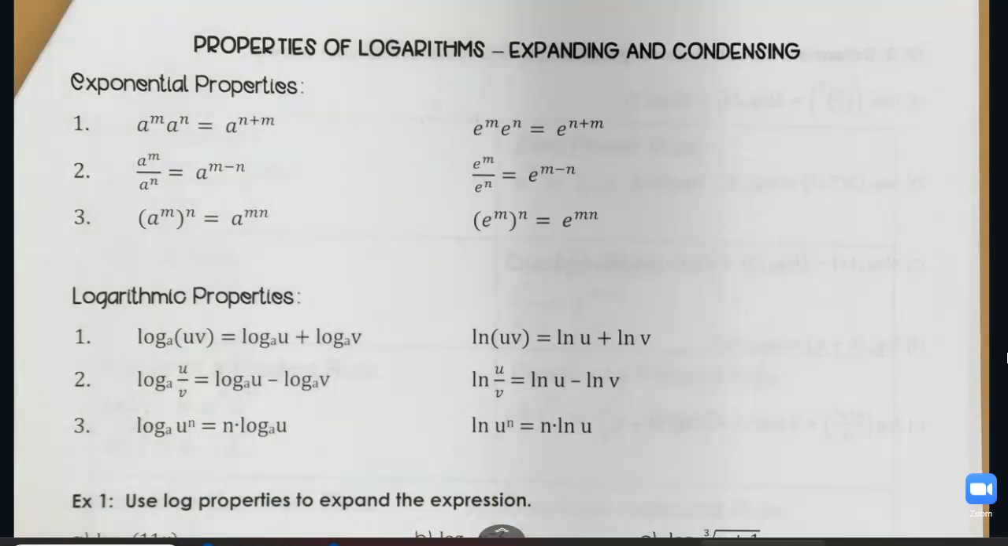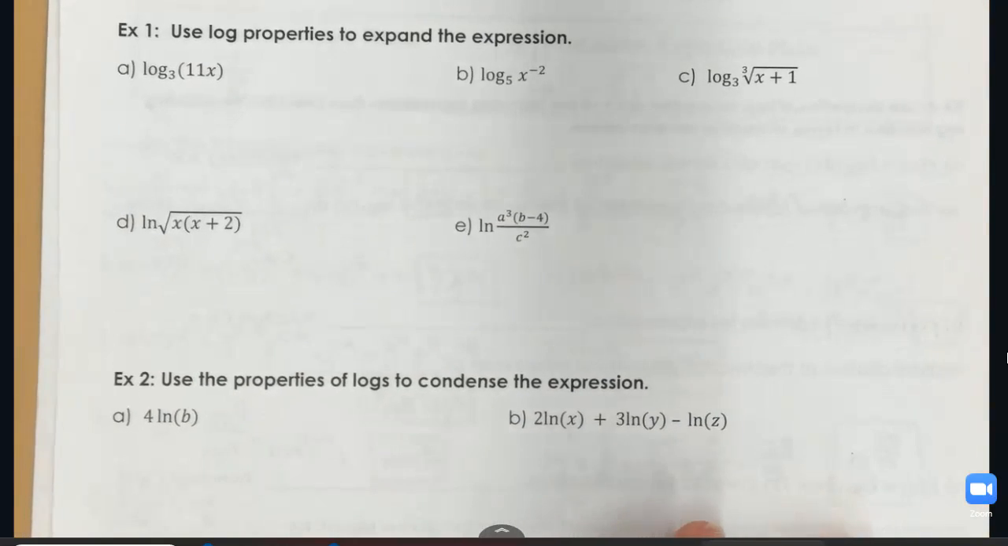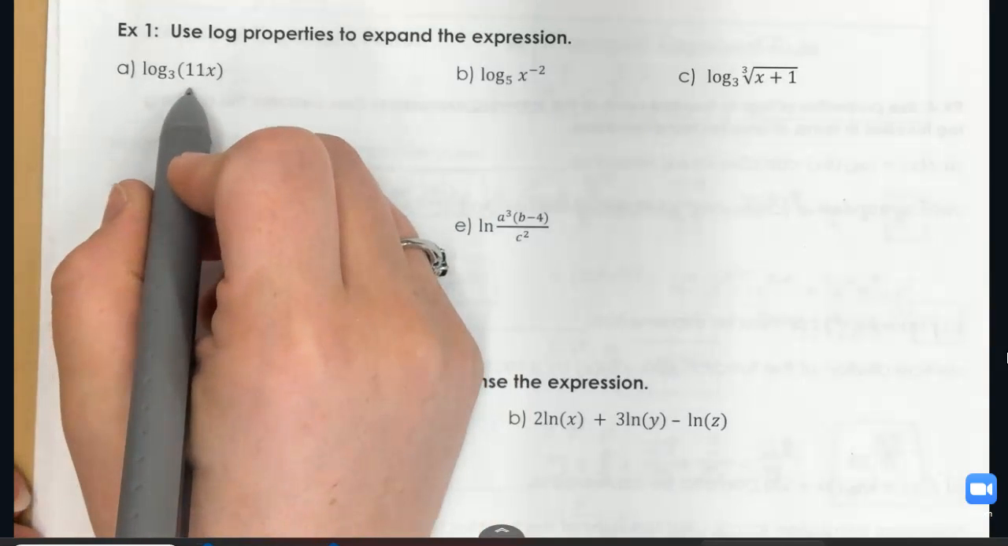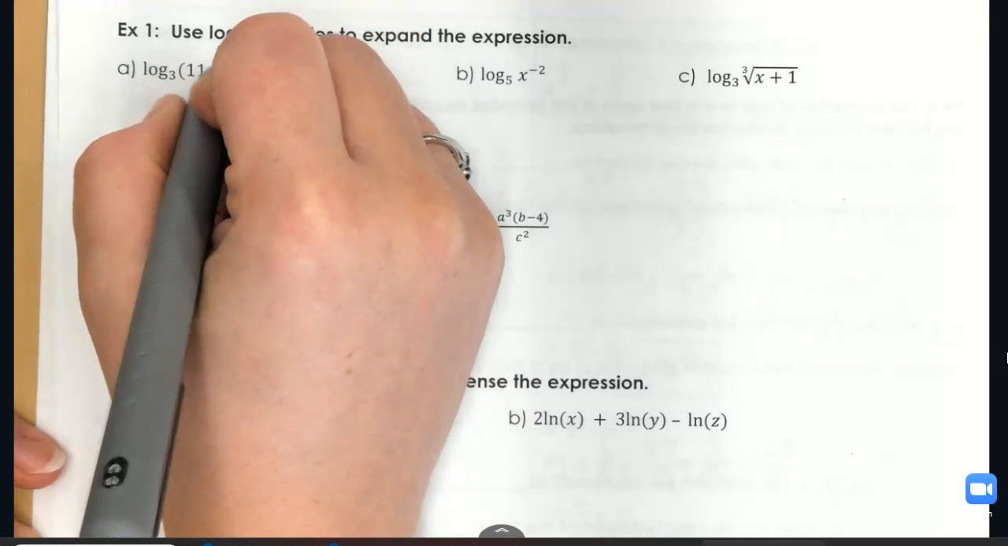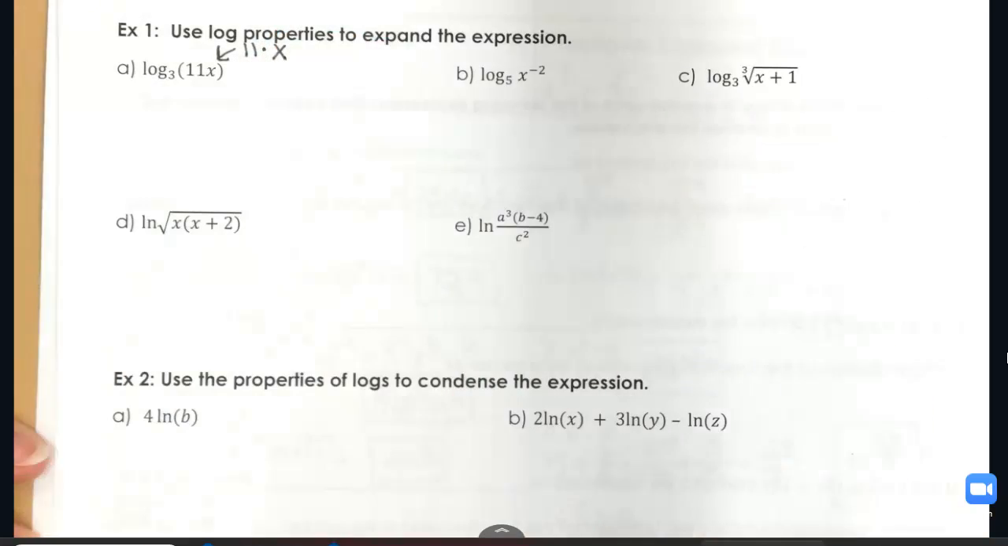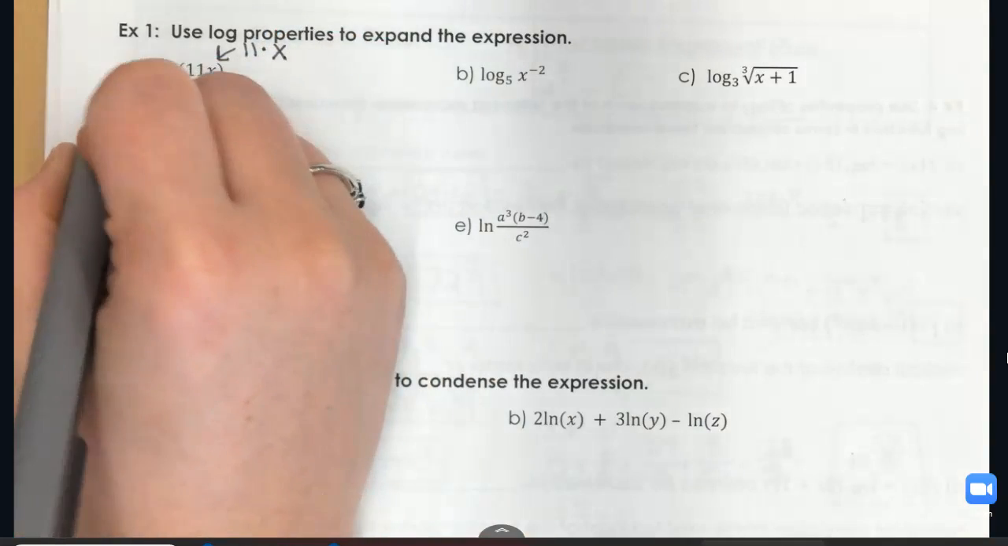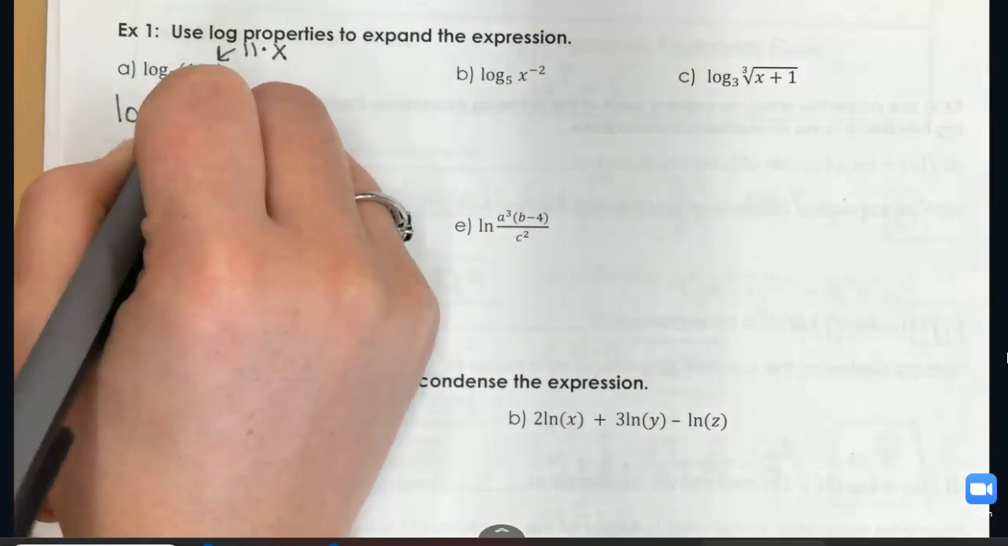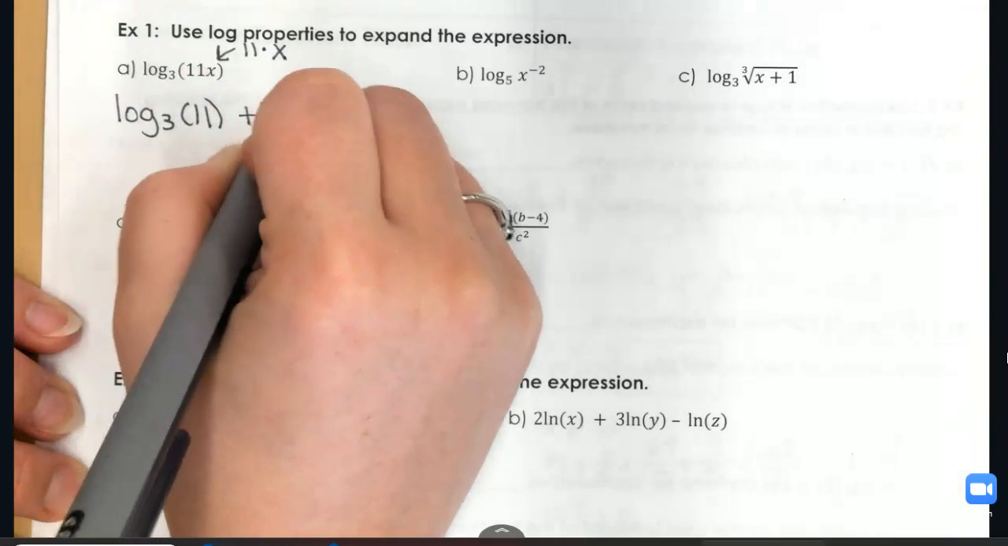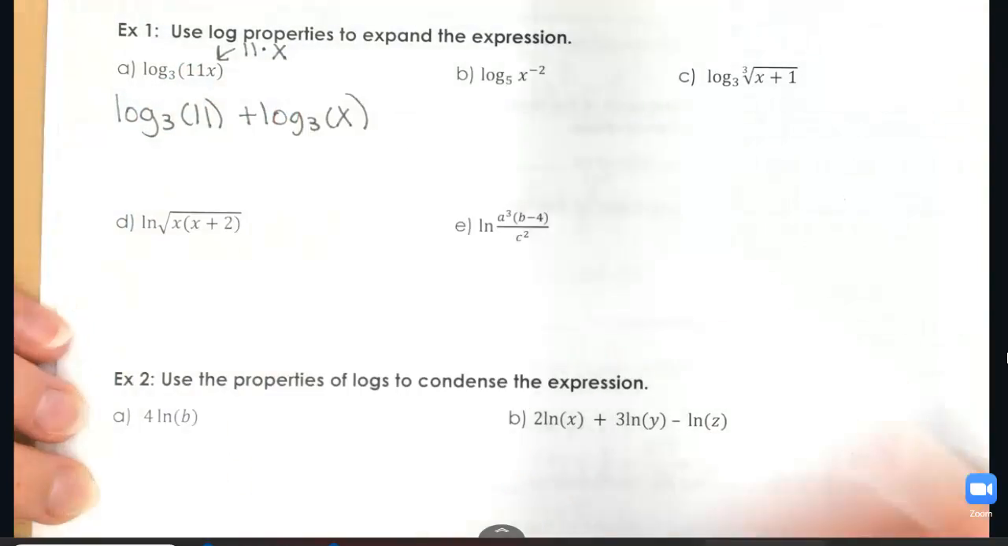So we can use these 2 ways. We can use them to break our logarithm apart, or we can use them to consolidate into a single logarithm. First, we are going to practice with expanding. On the first one, I have log base 3 of 11x. This 11x means 11 times x, so that is multiplication. So I can split this up into log base 3 of 11 plus log base 3 of x.